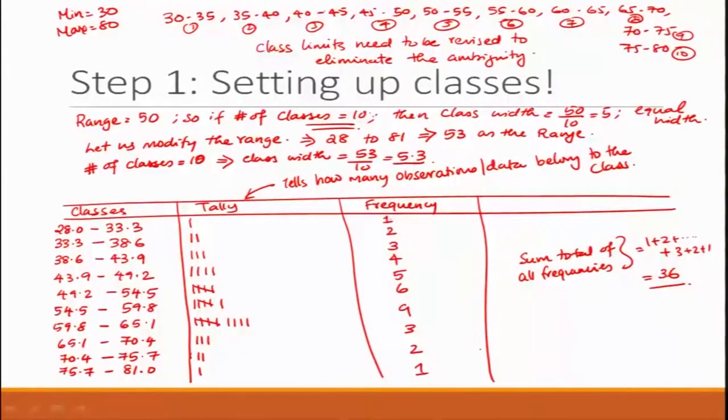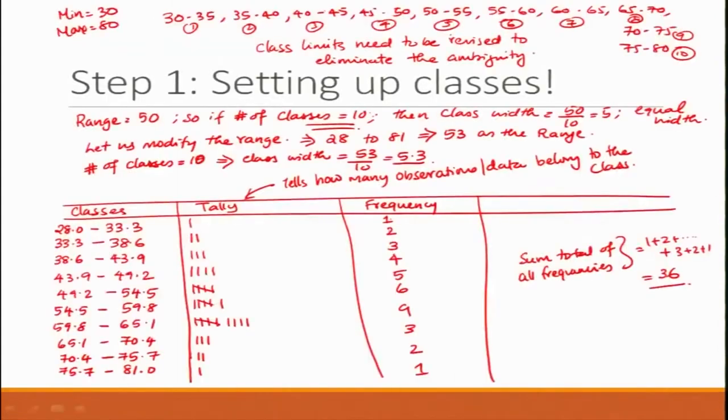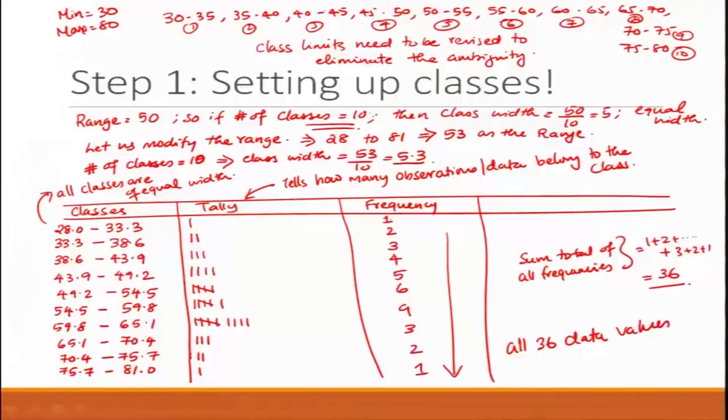Okay. So, another thing that can be done out of this, the second step, is finding the class marks. So, what is the class mark? How do we find it? It is the midpoint of the class. In our case, you can see that all classes are of equal width. And all the data points, here, all 36 data values are captured.